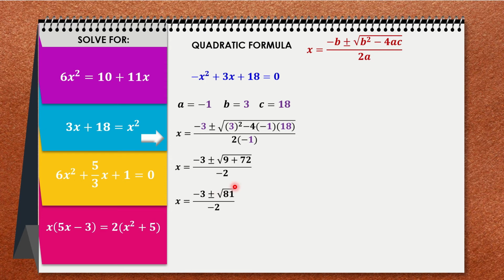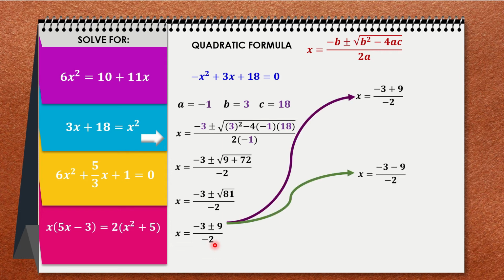Square root of 81 is equal to, yes, 9. That's why we have x is equal to negative 3 plus minus 9 over negative 2. So to get the value of x, we need to get negative 3 plus 9 over negative 2 and negative 3 minus 9 over negative 2.